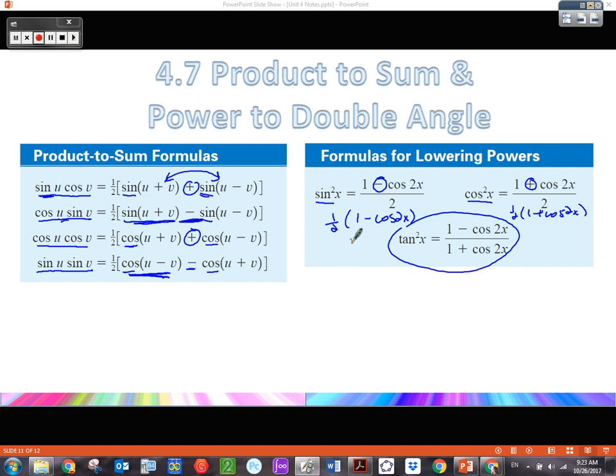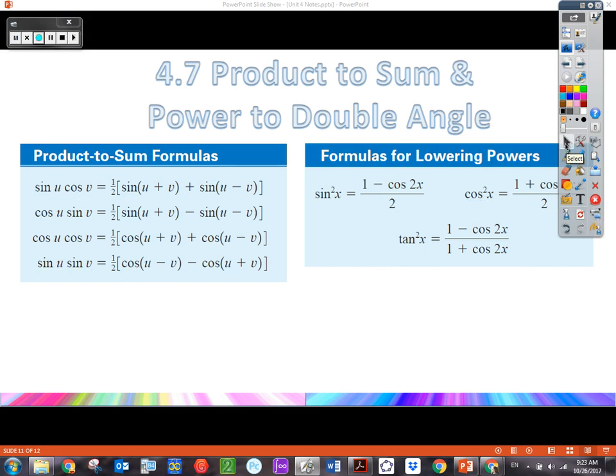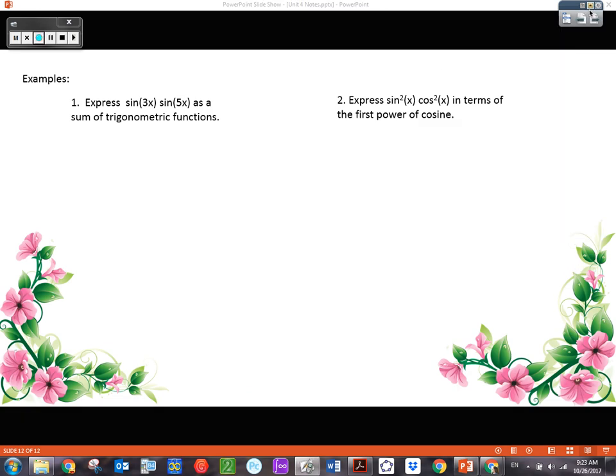Okay, so let's practice with each of these. Of course, I'm not going to be able to do all. Let's practice one of the product to sum and one of the lowering power ones. Okay. So, we're going to express this product as a sum. And again, the reason we do this is because it's really difficult to integrate a product. It's much easier to integrate a sum, so that's why we use it.